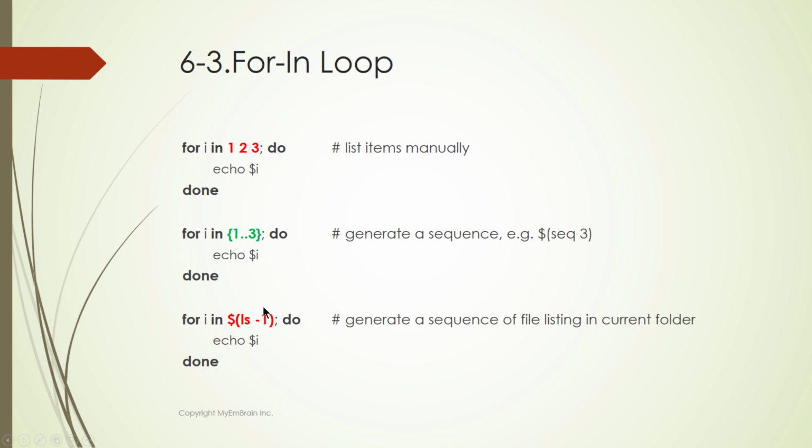Another way to get the list of items is to use not just the seq command, but any command. For example, this command substitution gets the output of the ls -1 command for i to go through. So whatever the directory listing returned from this command substitution, i will go through that list, and then we print out the content of the loop control variable i here. To have more understanding about for in loop, let us go to the lab and try out what we just learned.